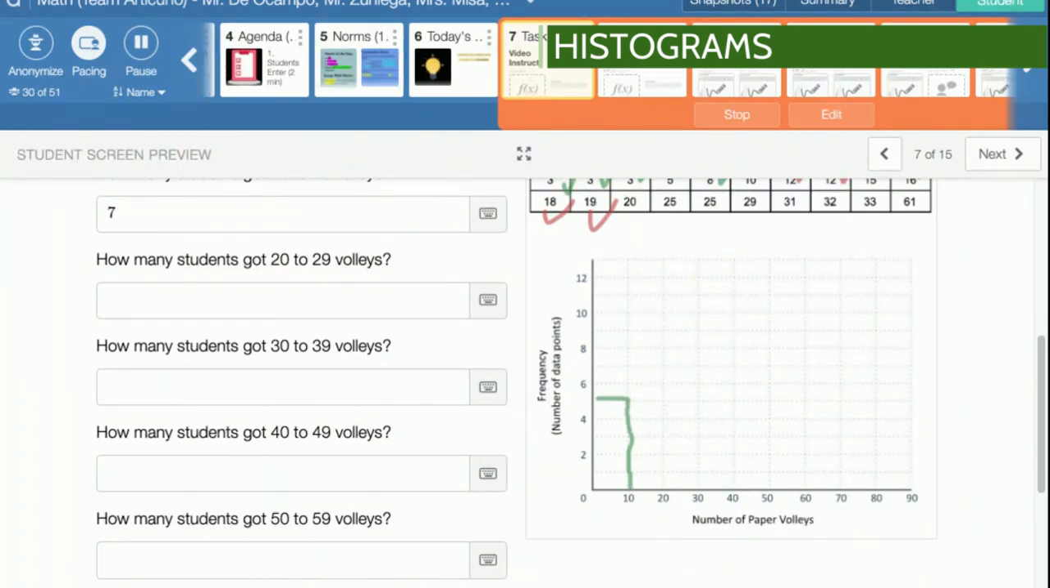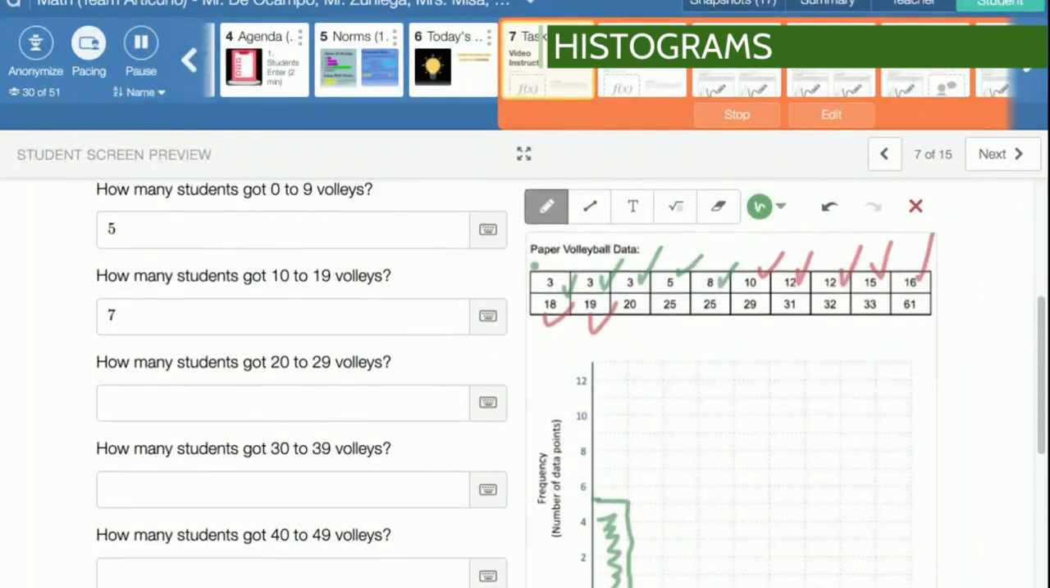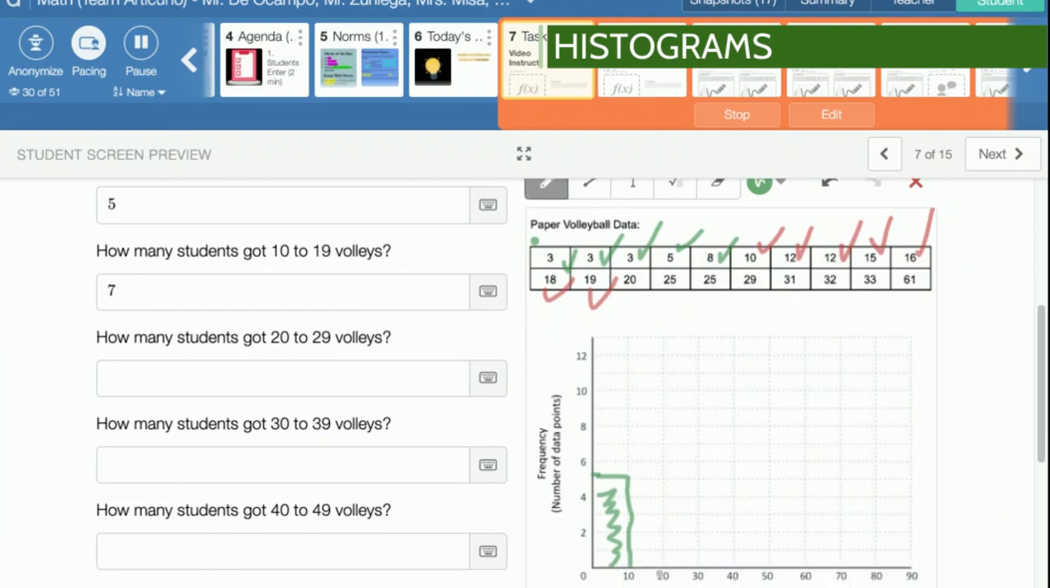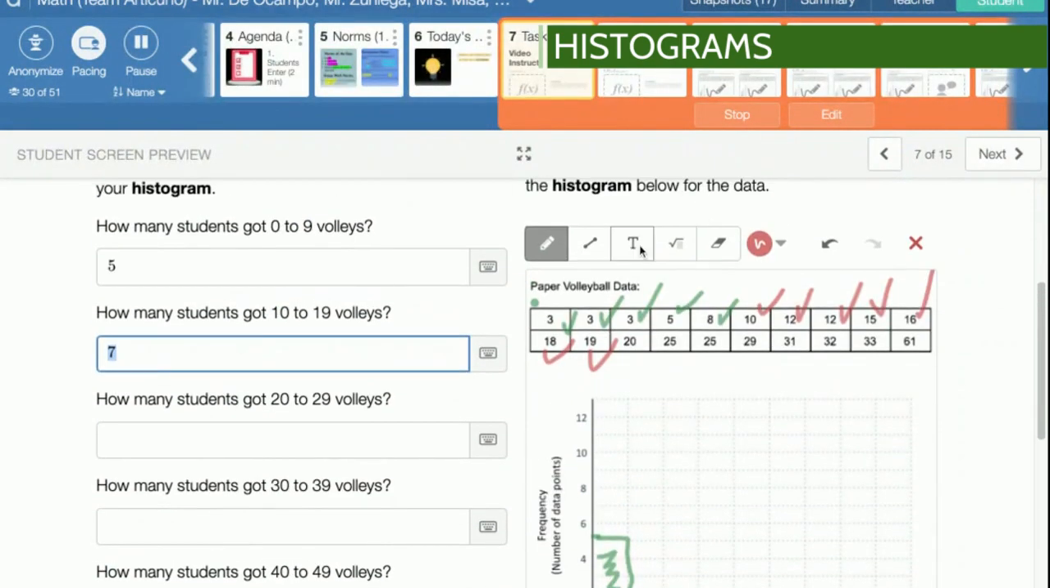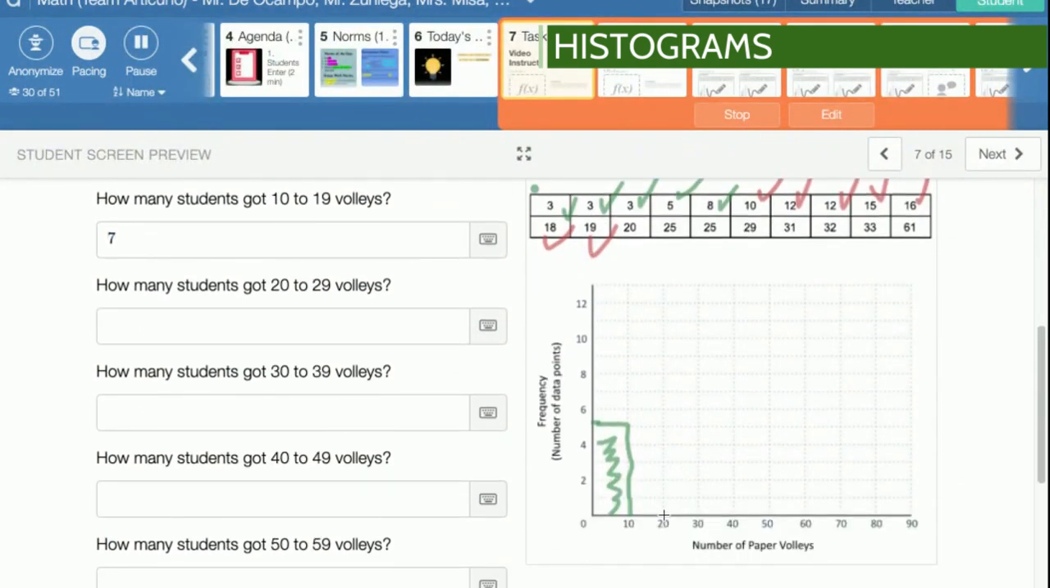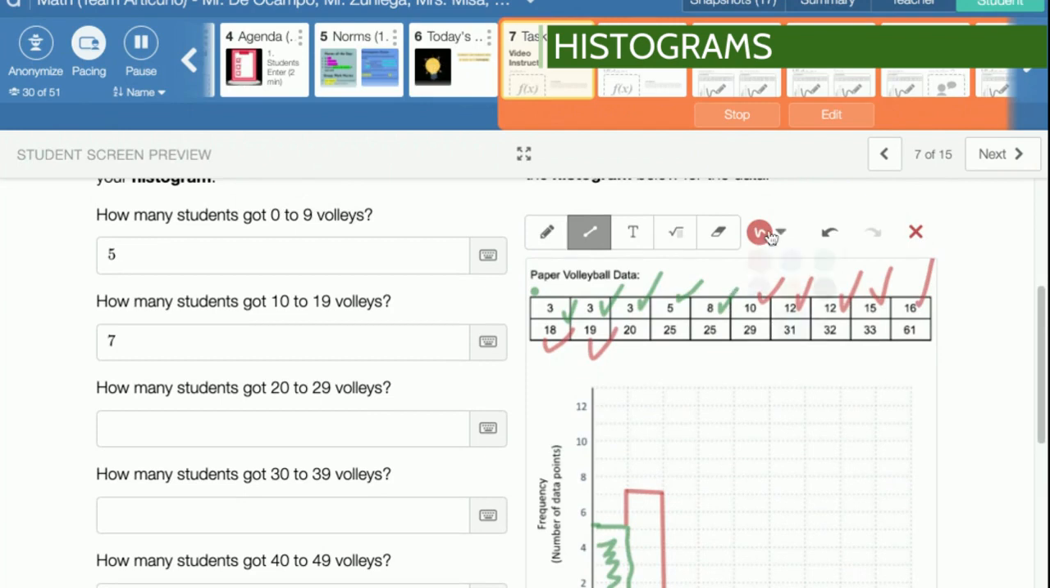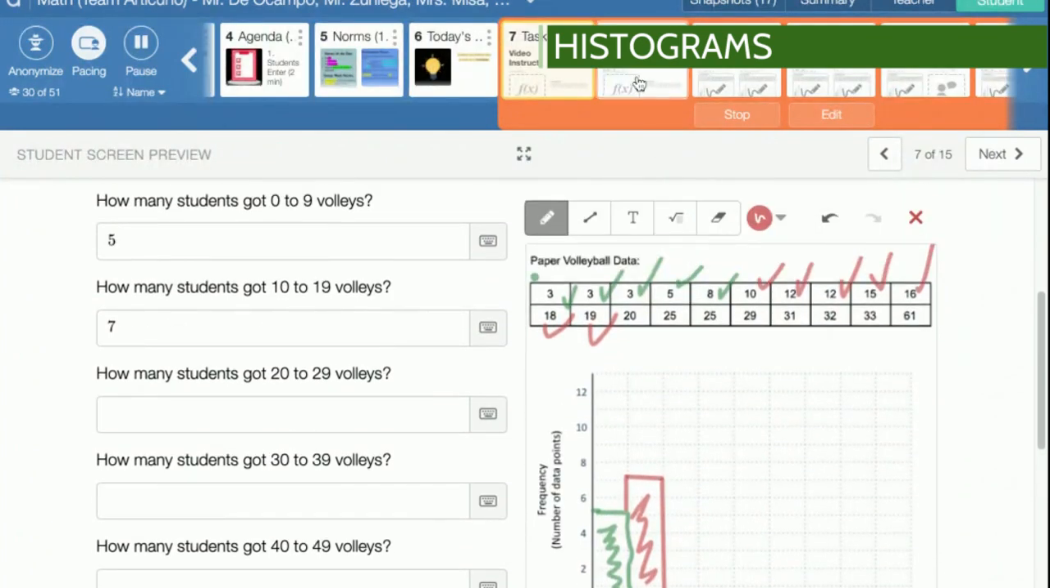You might want to use the straight line tool. That is where 5 is, and you can color in that one, okay? And then how many people got 10 to under 20? Well, we already wrote our answers. It's 7 right here. So again, straight line tool, if you want, you can go up to 7. Bam. Okay. I hope this helps you with that page right there. Let's go ahead into page 8.